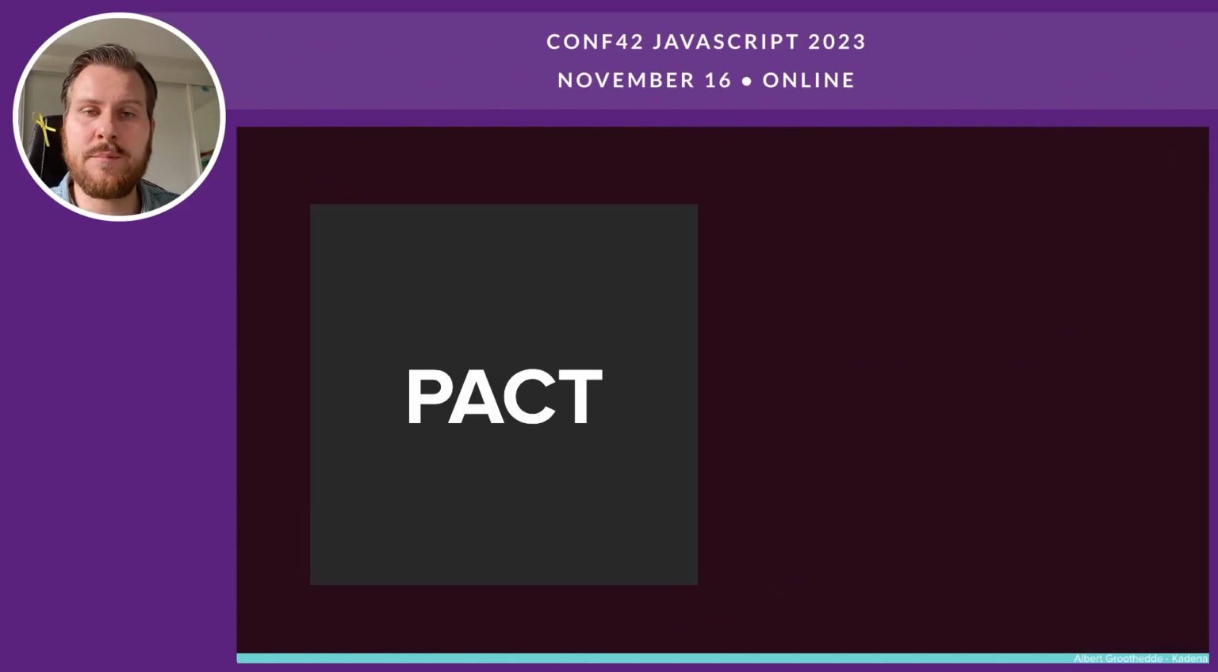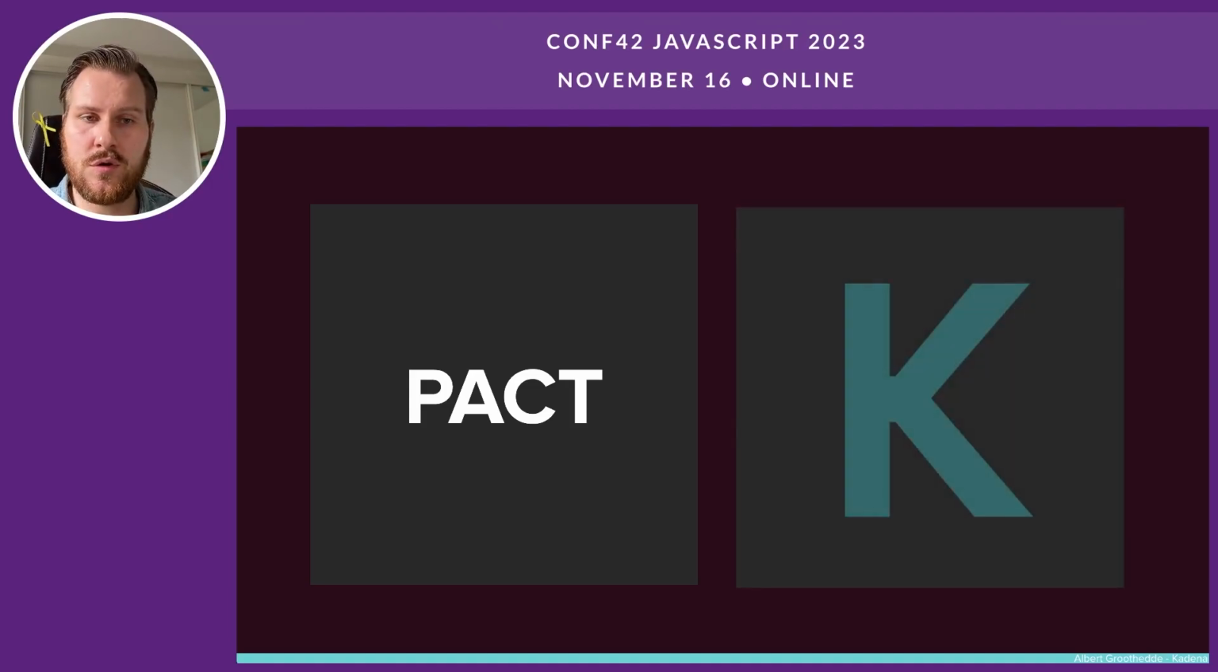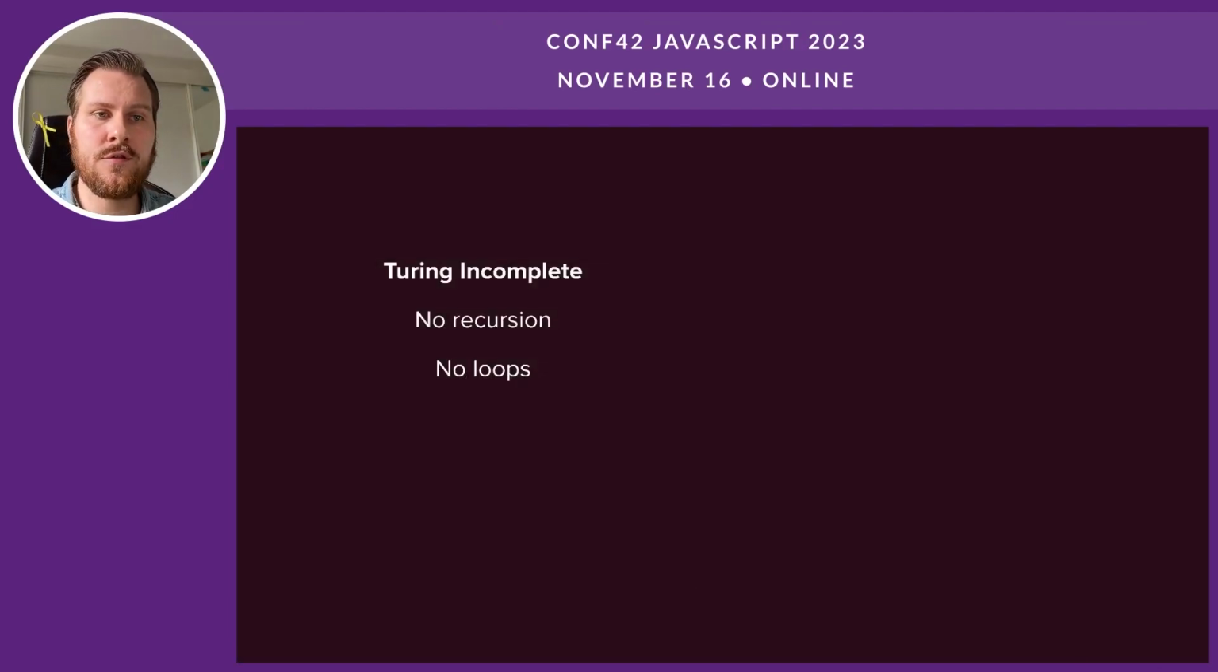We do that by using Pact. Pact is a Turing incomplete language that provides an interface to the Kadena blockchain. Now, what does Turing incomplete mean? Turing incomplete means that there's no way to do recursion or loops, which actually makes the language a lot safer. It means that you cannot make the mistakes that you can make with other languages.